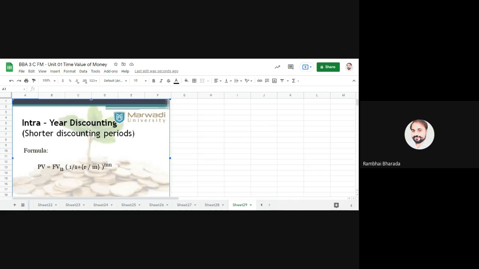PV is equal to FV, and in a bracket, 1 divided by 1 plus, in a bracket, r divided by m, raised to mn.